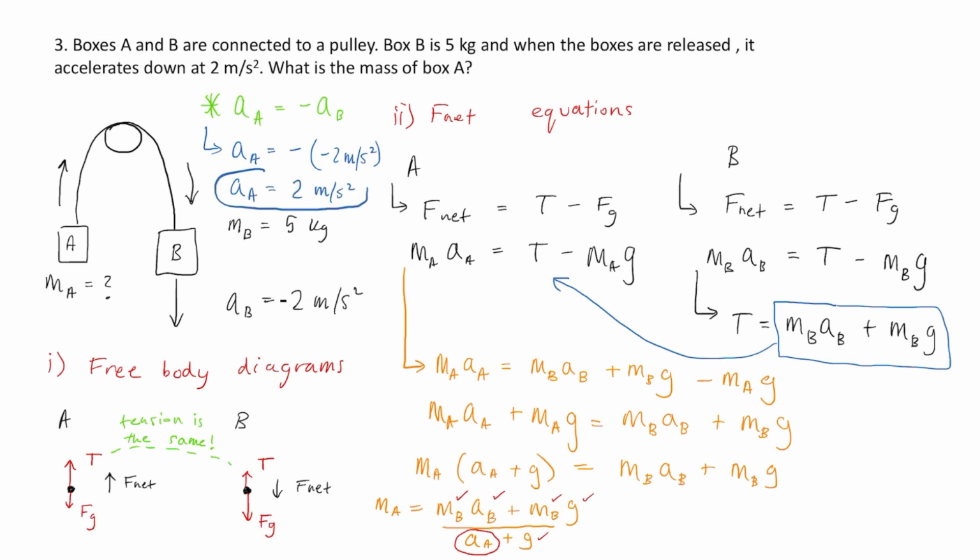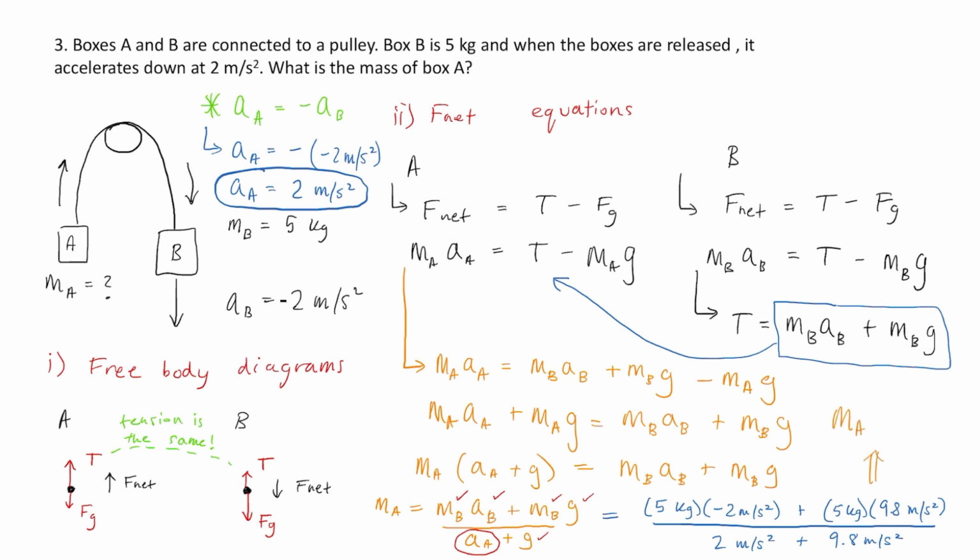And now we have everything we need to solve for the mass of box A. All we need to do is plug in our values. And when we do the math, we find that the mass of box A is equal to about 3.3 kilograms. And that's the answer to our third question. Now let's look at our fourth question.